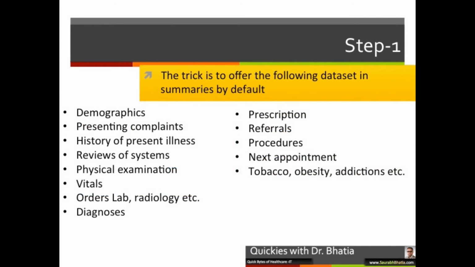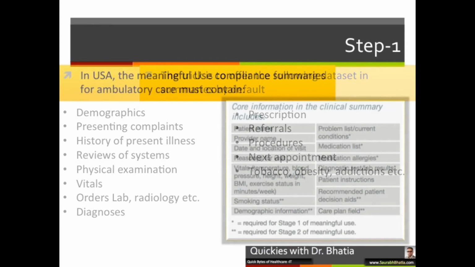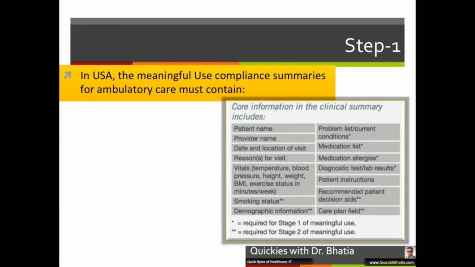The trick is to offer the following data set in summaries by default. Include demographics, presenting complaints, history of present illness, review of systems, physical examination, vitals, orders of lab and radiology, etc., diagnoses, prescription, referrals, procedures, next appointment, and any other history regarding tobacco, obesity, addictions, etc. In USA, the meaningful use compliance summaries for ambulatory care contains some additional things. You can see them on your screen right now.